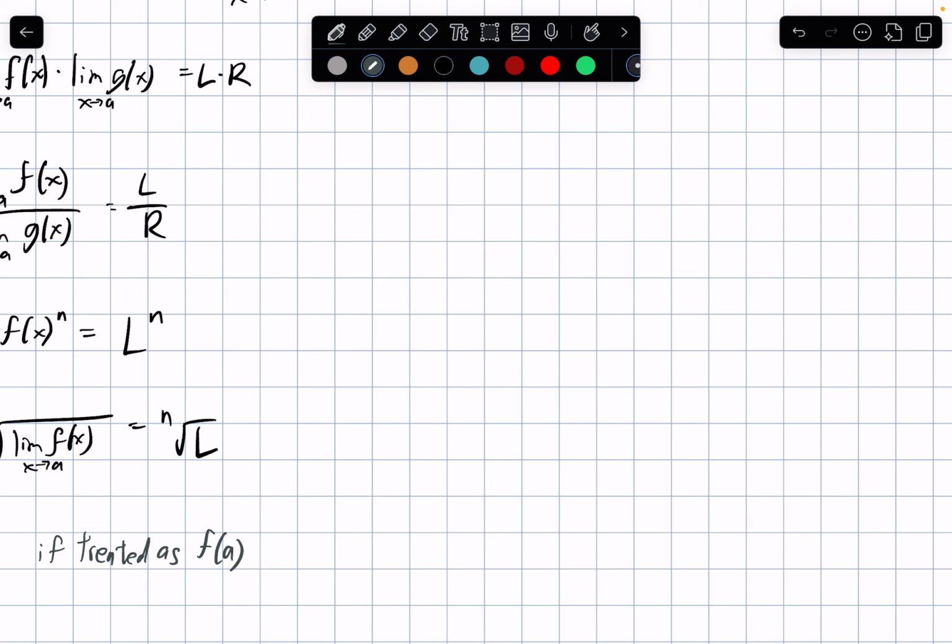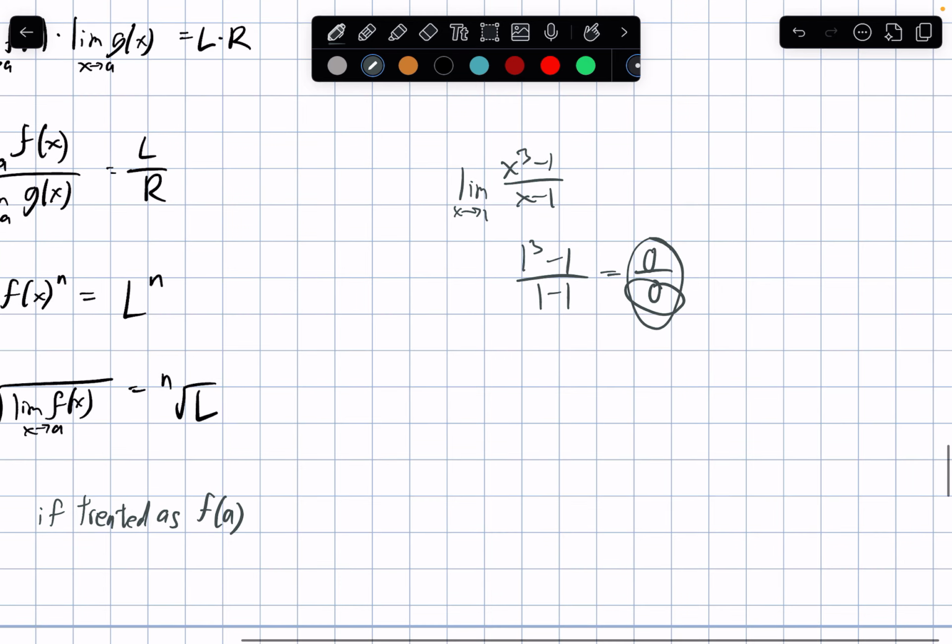One of them is when the denominator of a function will be equal to 0 if you substitute. So for example, 1 raised to 3 minus 1 over 1 minus 1, that's obviously going to be 0 over 0. This is undefined, and anything that's divided by 0 is undefined. So we want to avoid that by applying any of the following. We could factor, we could rationalize, or we could use trigonometric identities.